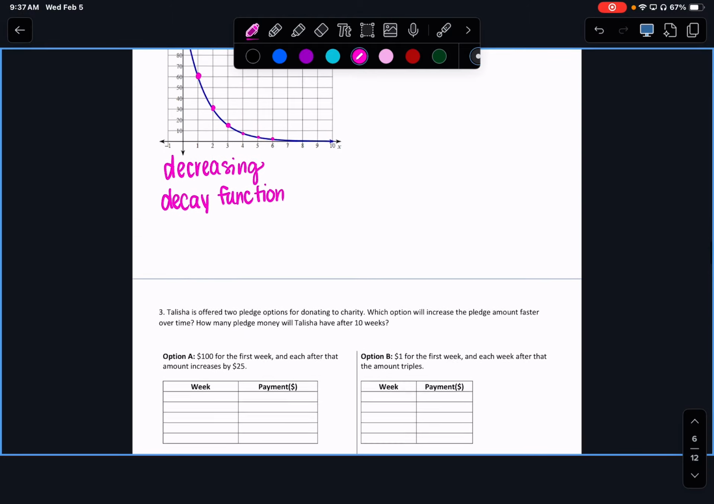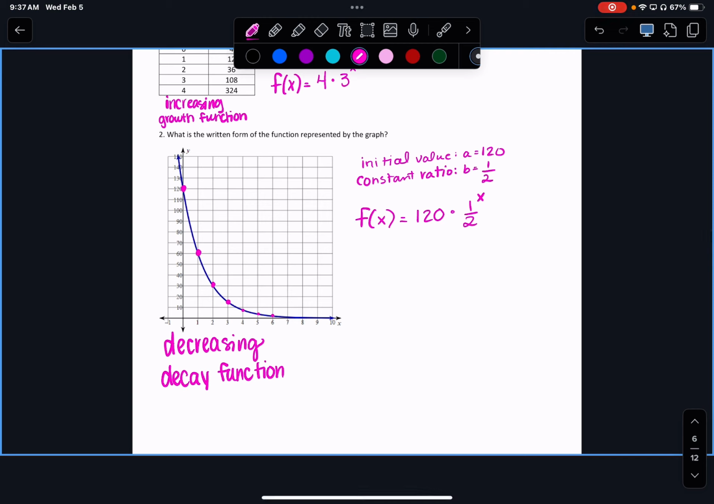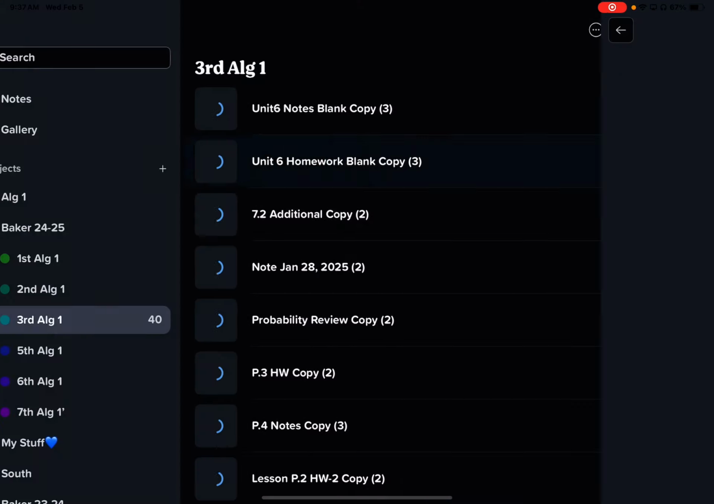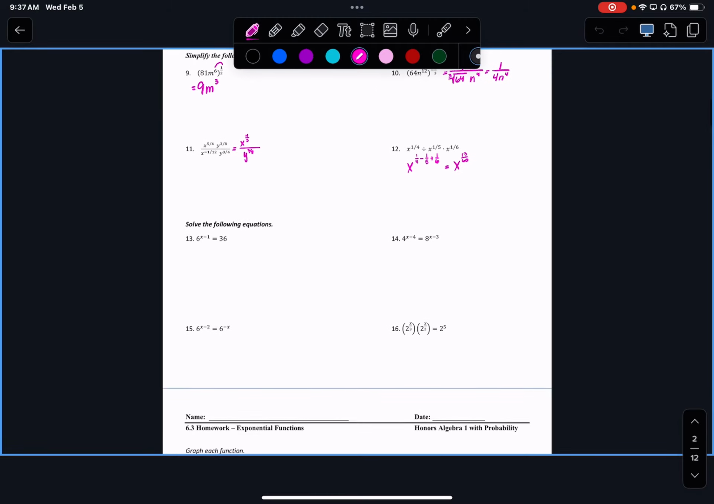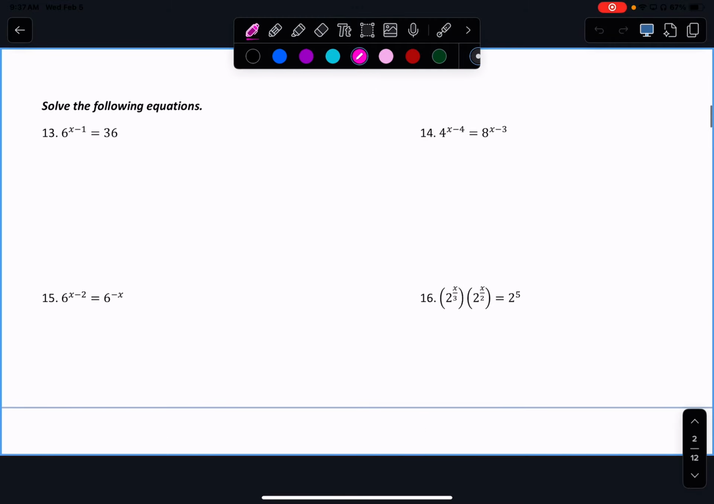All right. We are going to stop with the lesson there, and we're going to finish up our 6.2 homework. It's only 4 more questions. We are going to go to the homework. You should have 1 through 12 already done from yesterday. And now you're going to go in and add in 13, 14, 15, and 16. There's not 17 through 20, but feel free to make them up.